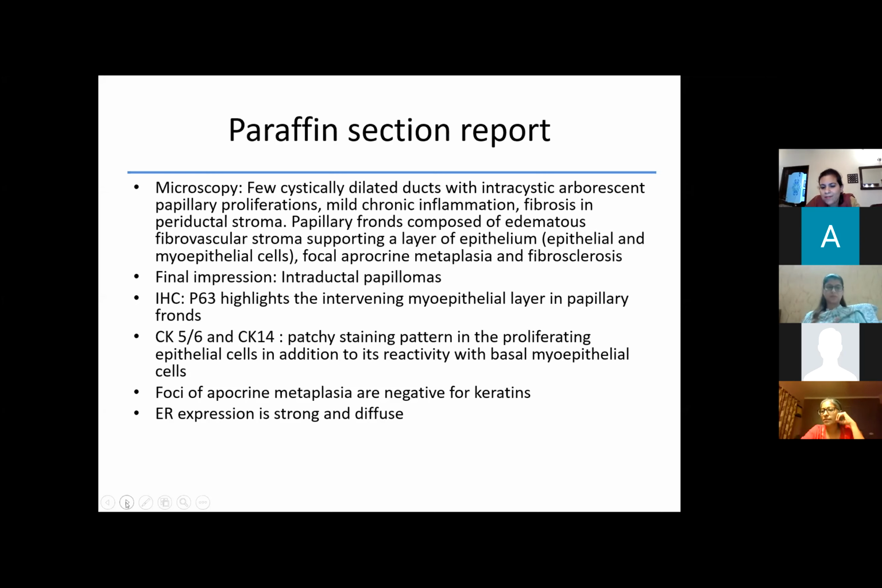So you do have central papillomas and peripheral papillomas. The peripheral papillomas are generally multiple, associated with bloody discharge, and have a higher risk of malignant potential compared to the central ones. Correct. But they do occur and they're generally multiple.